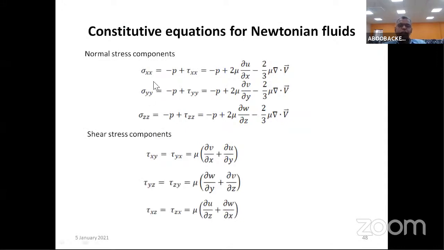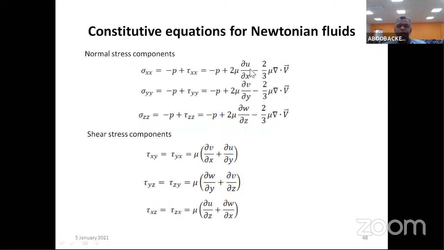The constitutive equations: we have six stress components, of which three are normal stress components and three are shear stress components. The normal stresses, sigma xx, sigma yy, and so on, are replaced by a combination of minus P, that is hydrostatic or thermodynamic pressure, plus tau xx, which is due to the motion or deformation of the fluid in the x direction. Similarly, pressure is the same in all directions, plus the stress due to deformation in the y direction. This is replaced by 2 mu du by dx, and this relation is obtained from the Stokes hypothesis.